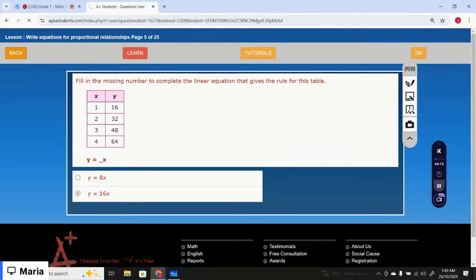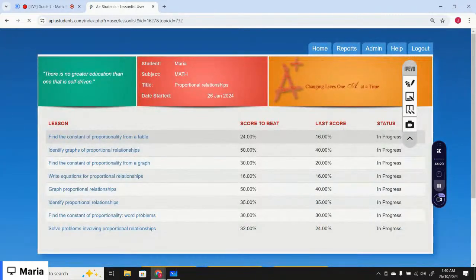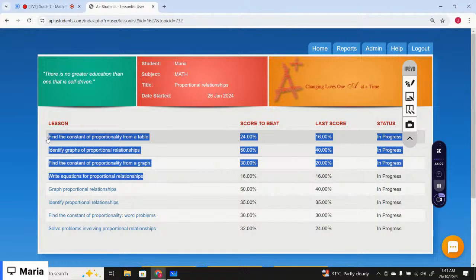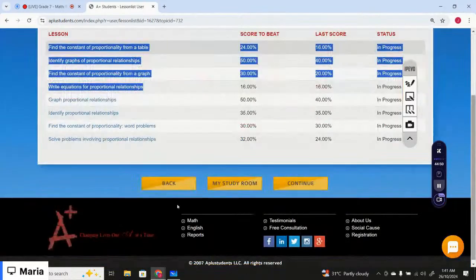So we were working on grade 7 math. The chapter we were working on is proportional relationships, and the lessons we have covered today are find the constant of proportionality from a table, identify graphs of proportional relationships, find the constant of proportionality from a graph, write equations for proportional relationships. So please make sure before the next session you complete all the practice questions for the lessons we just did. That is your homework until next session.